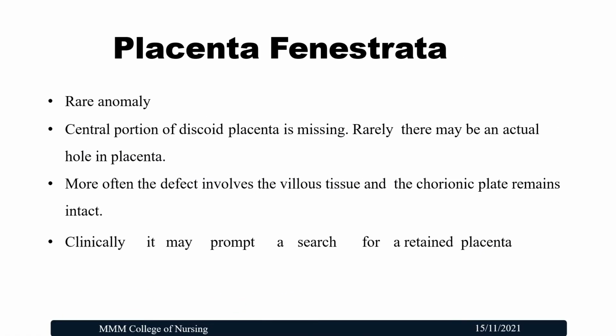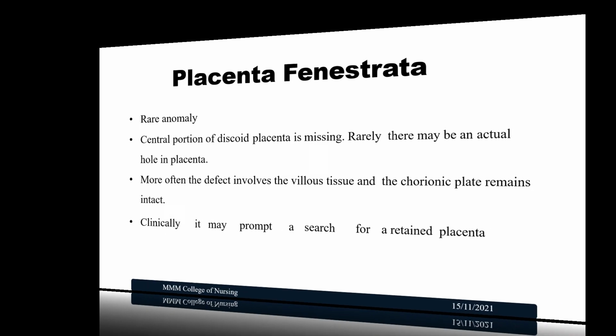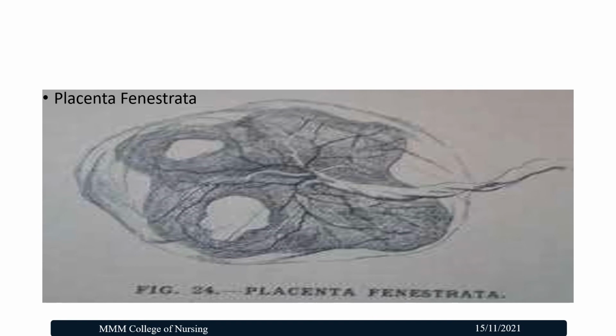The fifth type of placental abnormality is placenta fenestrata. It is one of the rare anomalies. It is due to the missing central portion of the placental disc. Clinically, it may be mistaken as if the central cotyledon is retained inside the uterus. But there may be an actual hole in the placenta. More often the defect involves the villous tissue and the chorionic plate remains intact. Clinically, it may prompt a search for a retained placenta. In this picture you can see the central portion is missing.